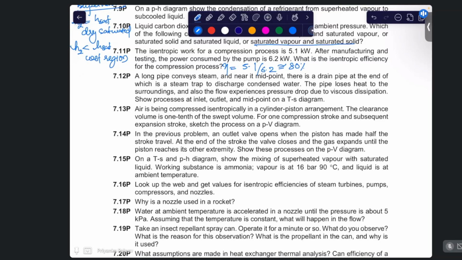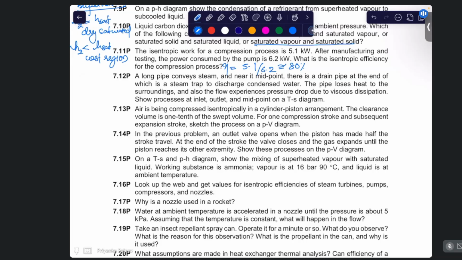Next is, a long pipe conveys steam, and near its midpoint there is a drain pipe at the end of which is a steam trap to discharge condensed water. The pipe loses heat to the surroundings, and also the flow experiences pressure drop due to viscous dissipation. Show processes at inlet, outlet, and midpoint on a TS diagram. So inlet to midpoint, steam is cooling, and steam cooling means heat is lost, and there will be some pressure drop also because of pipe flow, so friction is there.